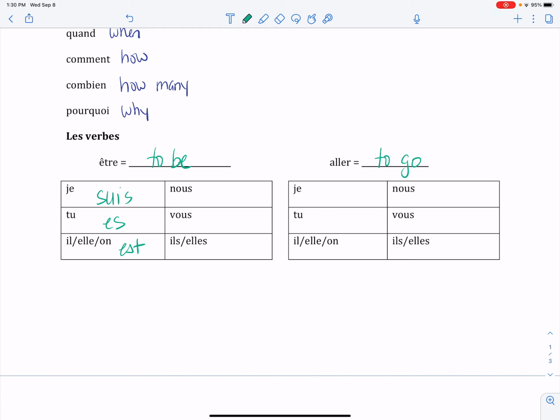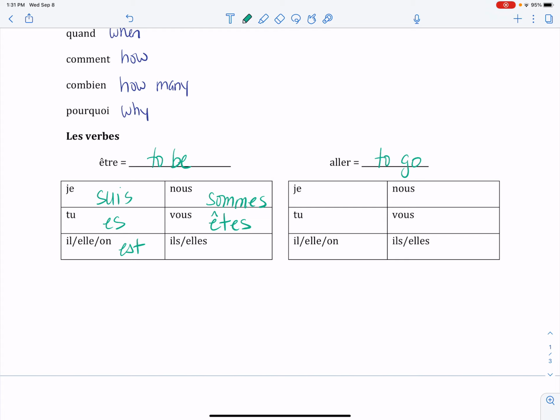Even if it means we, it's still conjugated like a he or she conjugation. Nous sommes, S-O-M-M-E-S, we are. Vous êtes, E with a circumflex is the name of that accent, E-T-E-S, vous êtes for you all are. I usually say it as y'all, even though I'm not from the South, but that can be a plural, but it can also be a singular formal.